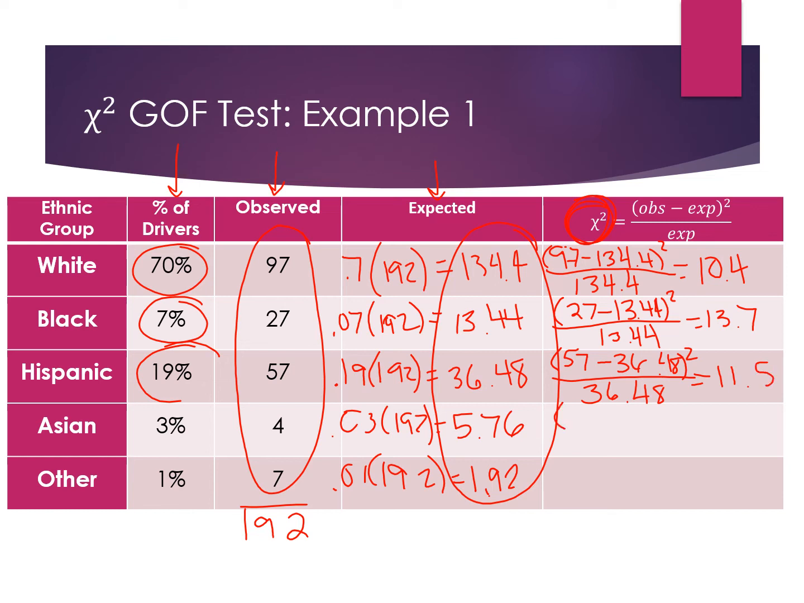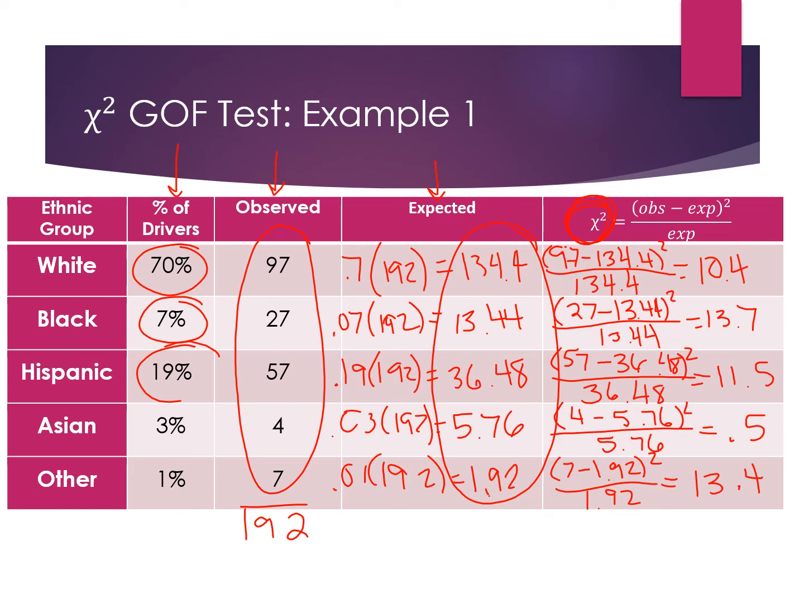For the Asians, we've got 4, our observed value, minus 5.76, our expected value, squared over 5.76. That is 0.5. And then last, for the other group, we've got 7 minus 1.92 squared over 1.92. It's 13.4.